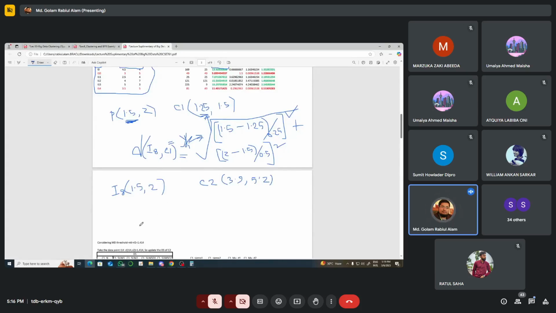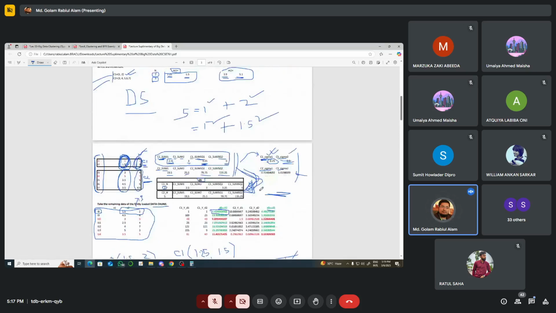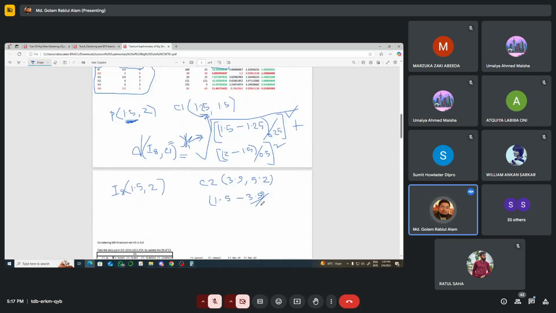At first, this is actually a standardization. We have to standardize this. So for standardization, it is 1.5 minus 3.9 divided by sigma. For cluster 2, what's the sigma? For cluster 2, the sigma of the first dimension is 0.7348, so we can say 0.735, squared.